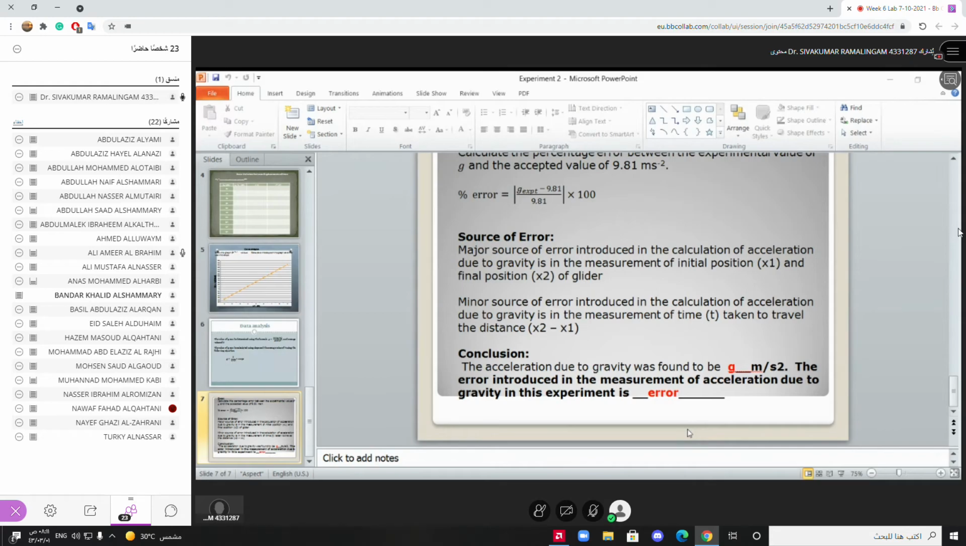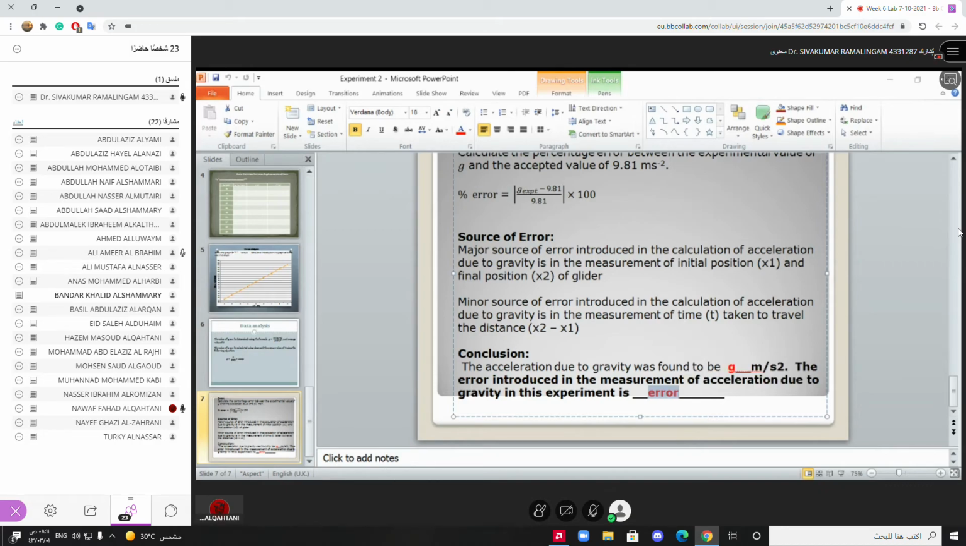Coming to the conclusion: the acceleration due to gravity was found to be, write the value of g you are getting in your experiment, 10 meters per second squared. The error introduced in the measurement of acceleration due to gravity in this experiment is, how much percentage of error you got? Just report the value. Any doubt, Shabab?